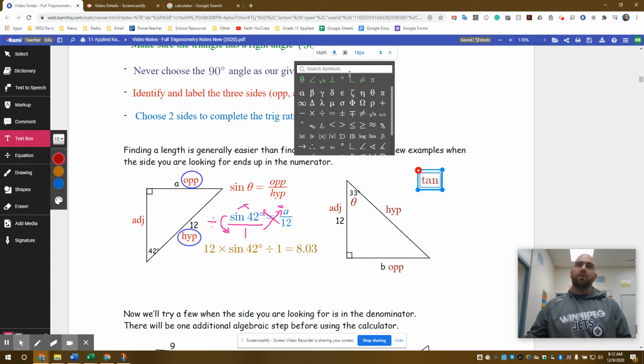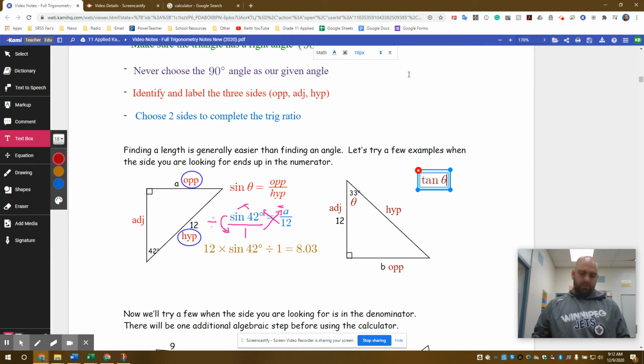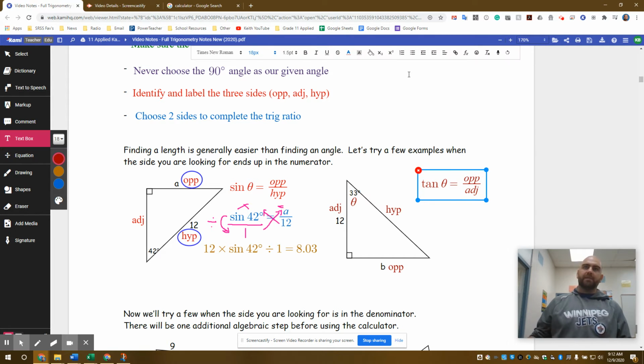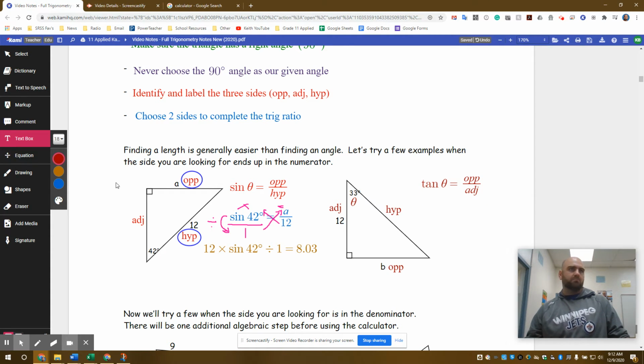So tan of theta is equal to opposite over adjacent. Like I said, if you don't have all of the ratios memorized, that's okay. You can use a cheat sheet for the assessment, so that's not a problem. You don't need to have those memorized.